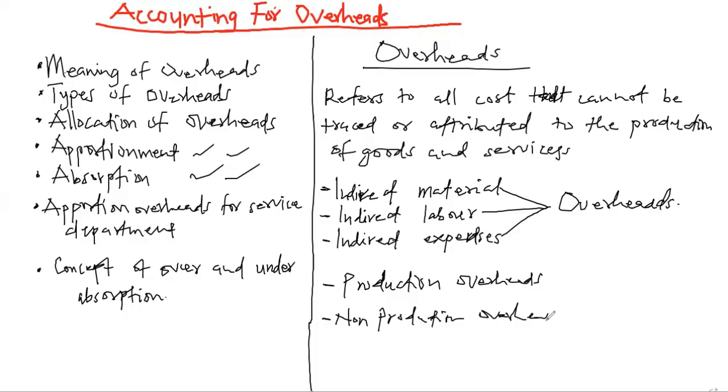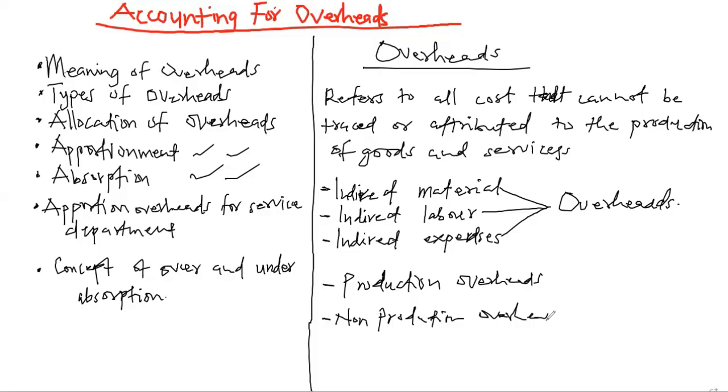So the machine that you are using to produce your goods and services, it will definitely what? Depreciate. And in accounting, the depreciation is classified as what? As cost. Depreciation is under what? Production overheads. Then we have what?